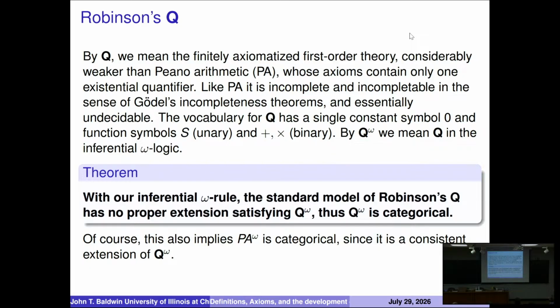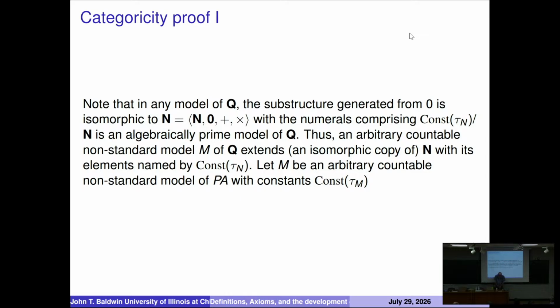Under the ordinary omega rule, I haven't thought about it, but the ordinary omega rule gives you true arithmetic, but you haven't destroyed the structures. You still have uncountably many countable models. But if we take any model of Q, the substructure generated from 0 by these operations is exactly the natural number structure, the algebraically prime model of arithmetic. And so an arbitrary non-standard model of the theory has that embedded in it.